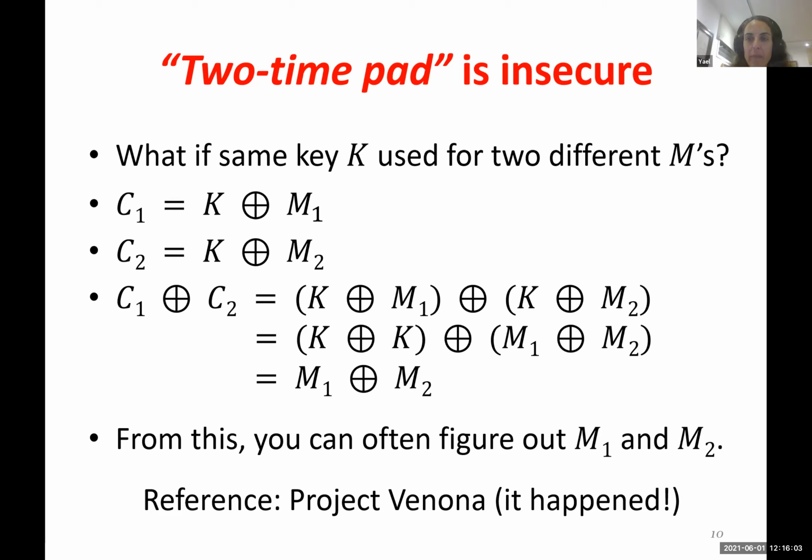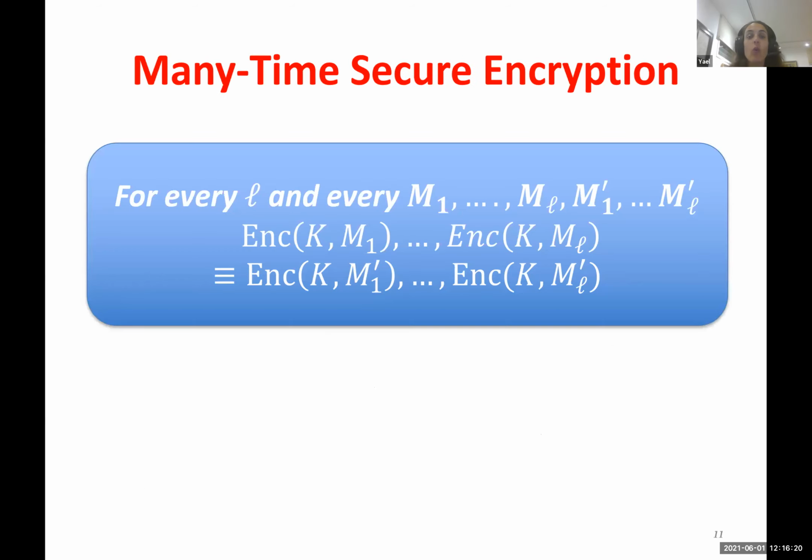So the one-time pad is only one-time secure. You can use the key to encrypt a single message. But of course, we don't want to only encrypt one message. We want to encrypt many messages using one key. So what we really want is a many-time secure encryption.